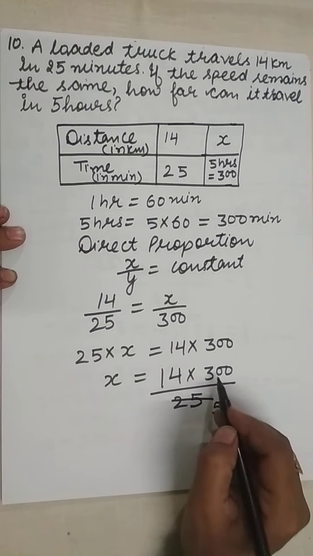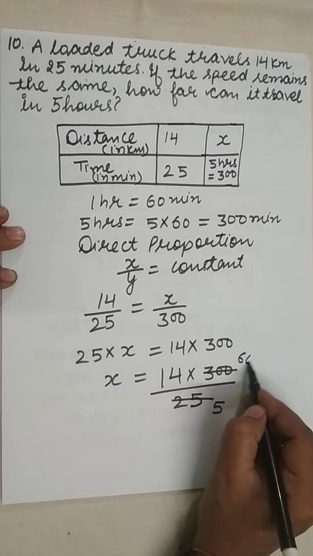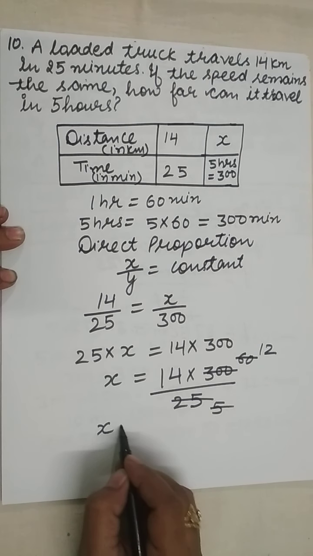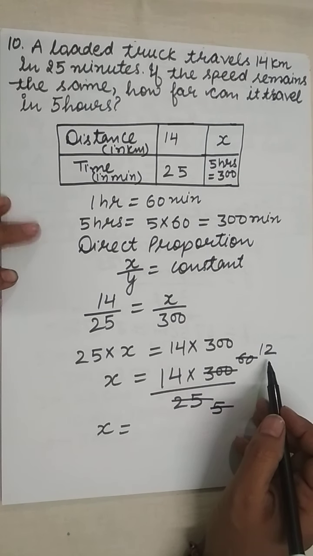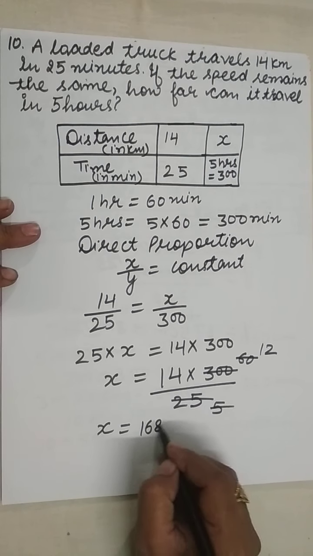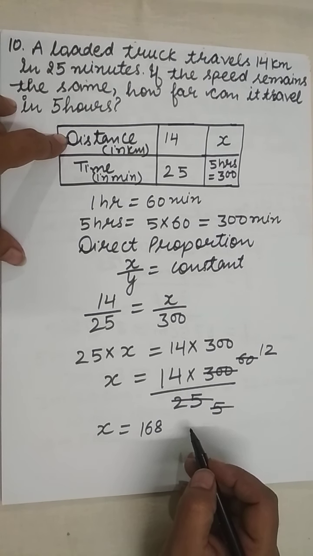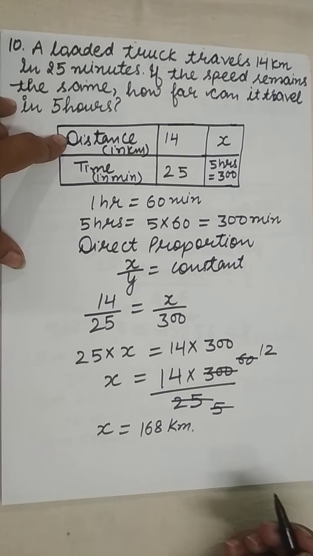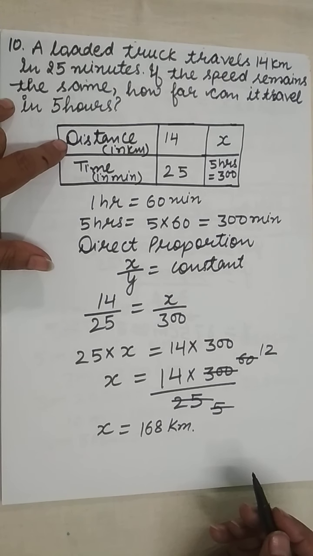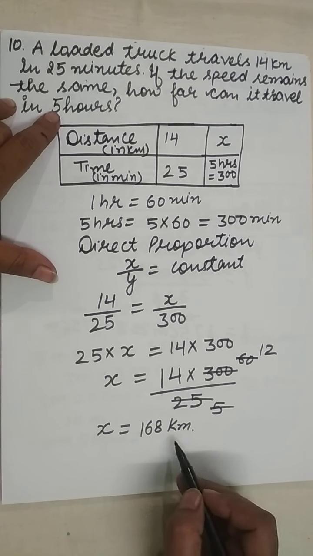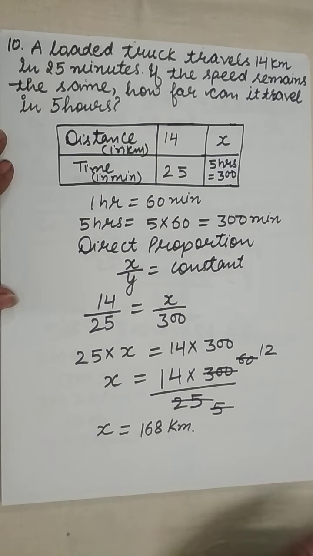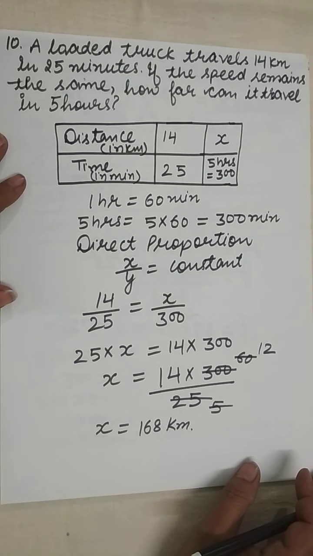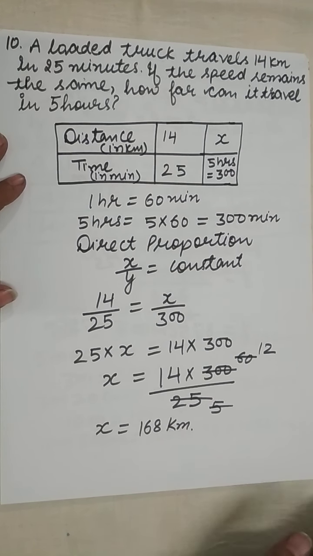5 5s are 25, 5 6s are 30, 60, 12 5s are 60. So x is equal to 14 multiplied by 12, which is 168. As the distance is in kilometers, so it is 168 kilometers. The distance traveled by the truck in 5 hours will be equal to 168 kilometers. So students, this is all about question number 6 to 10 of exercise 13.1. Thank you.